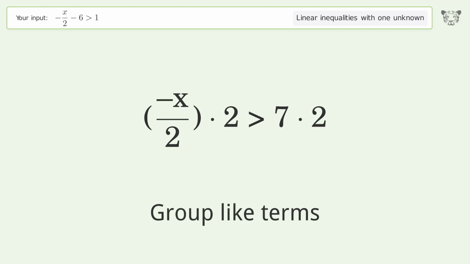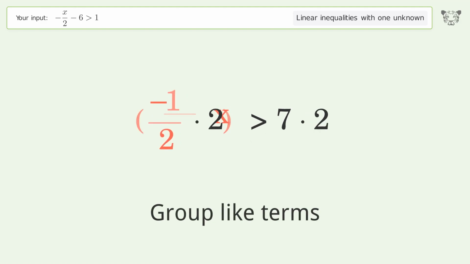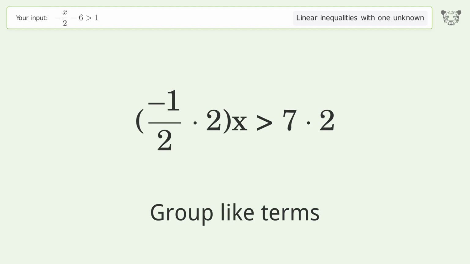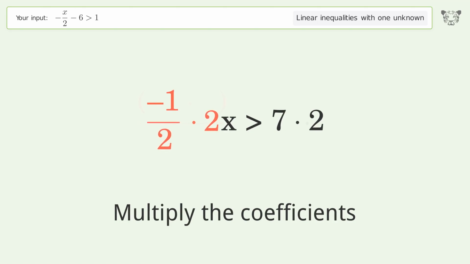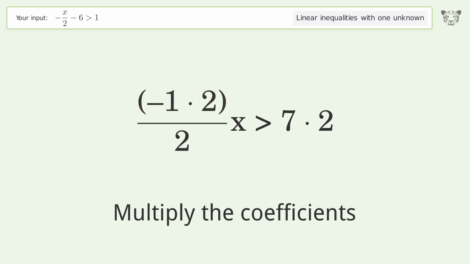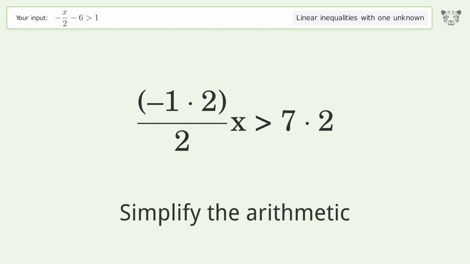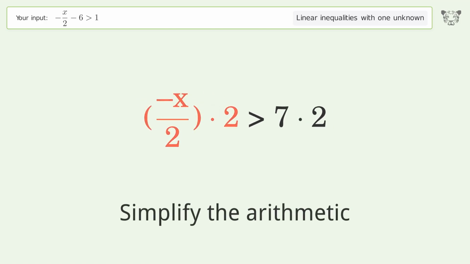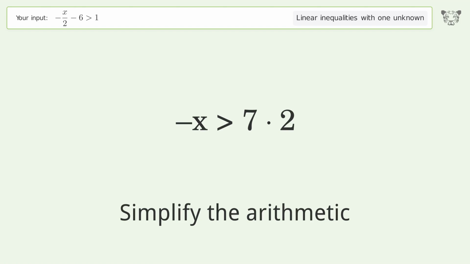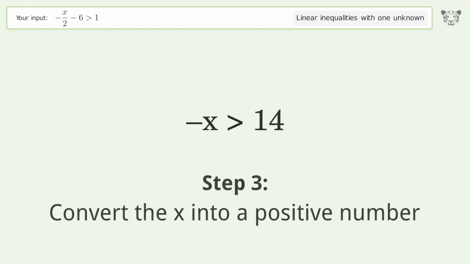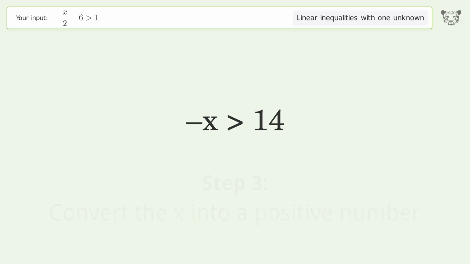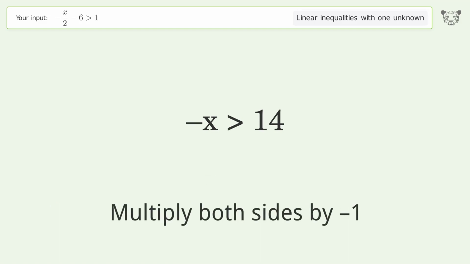Group like terms. Multiply the coefficients. Simplify the arithmetic. Convert the x into a positive number. Multiply both sides by -1.